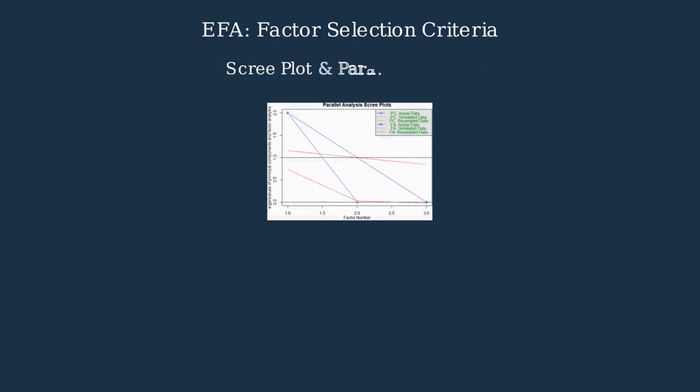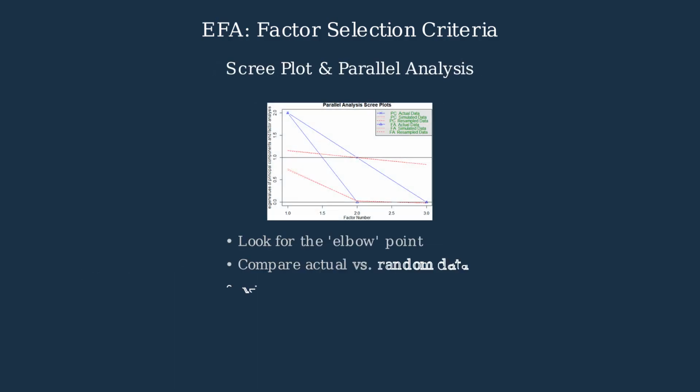The scree plot shows eigenvalues plotted against the factor number. Look for the elbow point where values begin to level off. Parallel analysis compares your actual data against randomly generated data. Generally, you should retain factors whose eigenvalues are greater than those generated by random data.